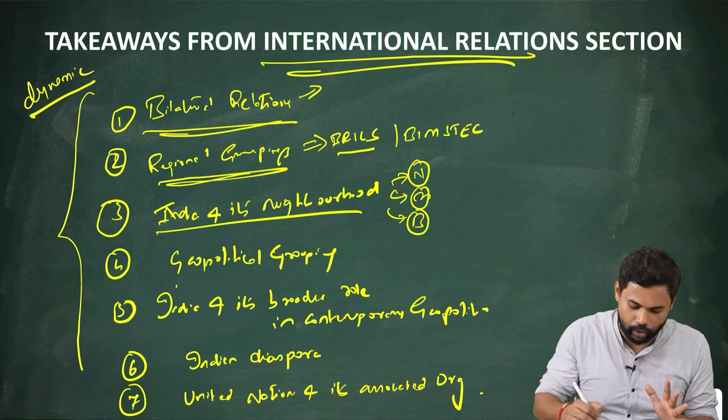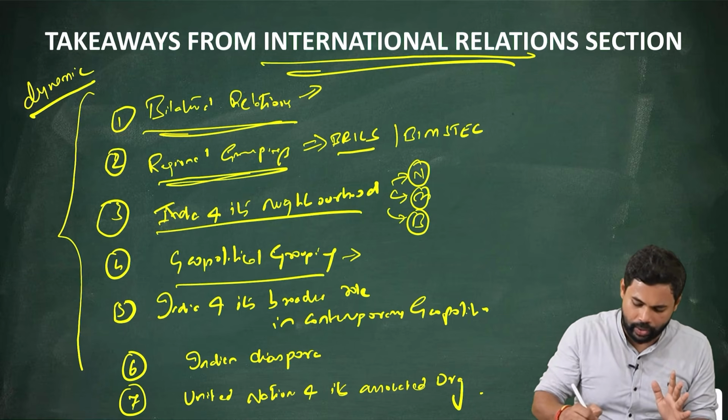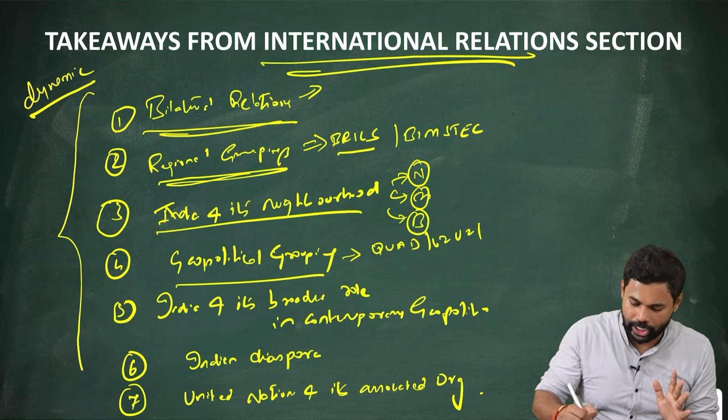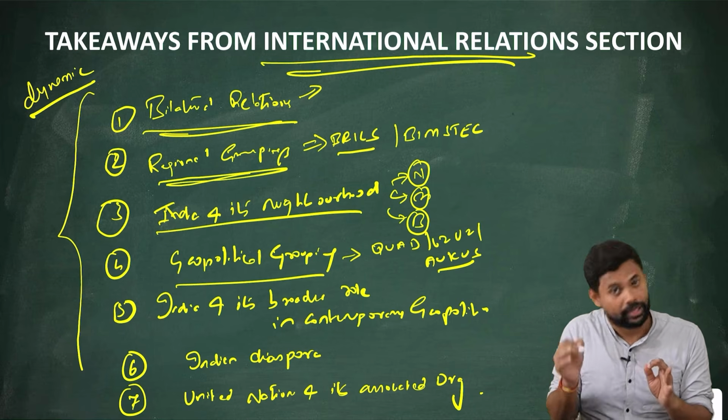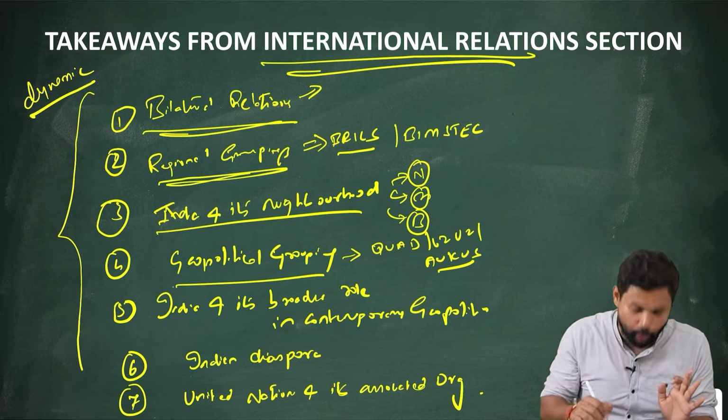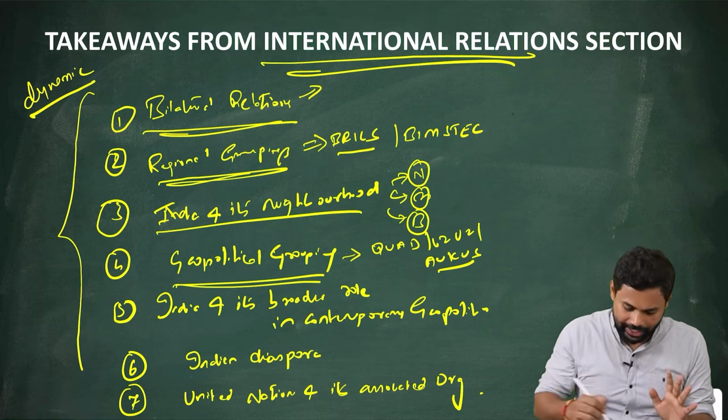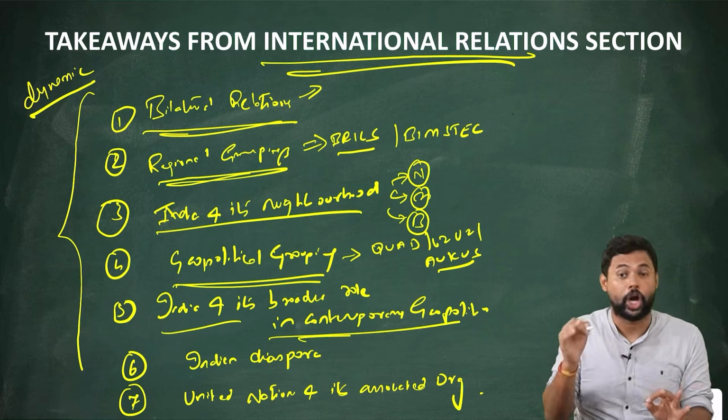Next, coming to geopolitical grouping. Geopolitical grouping means basically Quad, I2U2, or you can take AUKUS. AUKUS is relatively not that important, but there was a question that was asked. So geopolitical grouping is very, very important. The next is India and its broader role in contemporary geopolitics.